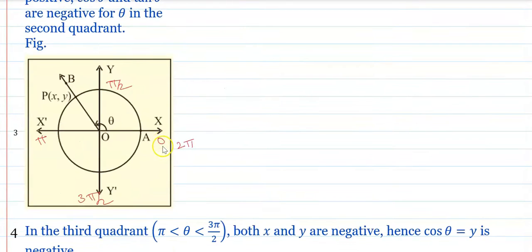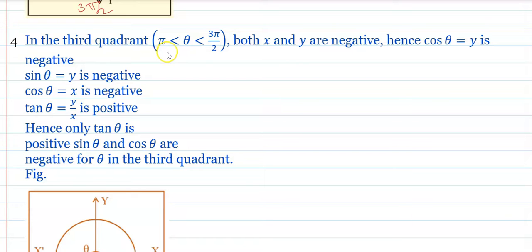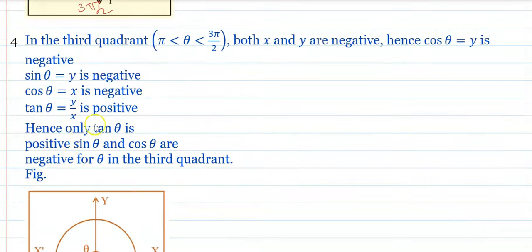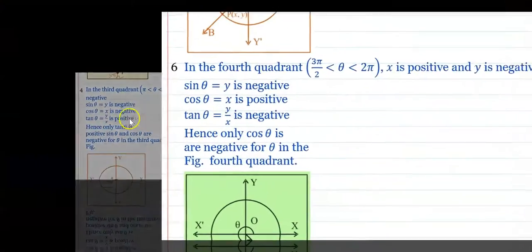Now the next, in the third quadrant, the angle varies from pi to 3 pi by 2. And hence, in the third quadrant, sin is negative, cos is negative, but tan is positive because it is a ratio of negative upon negative.